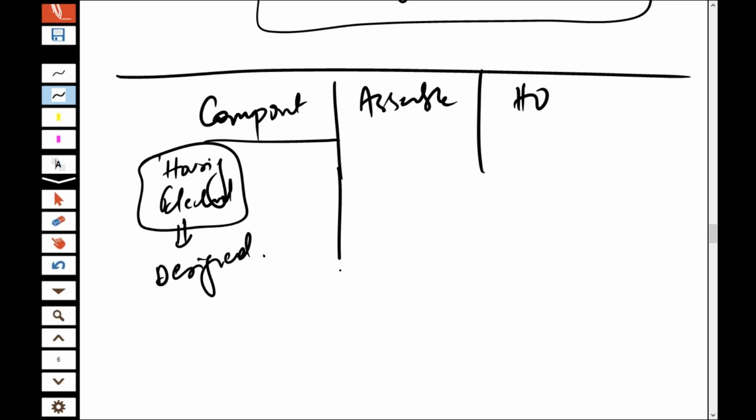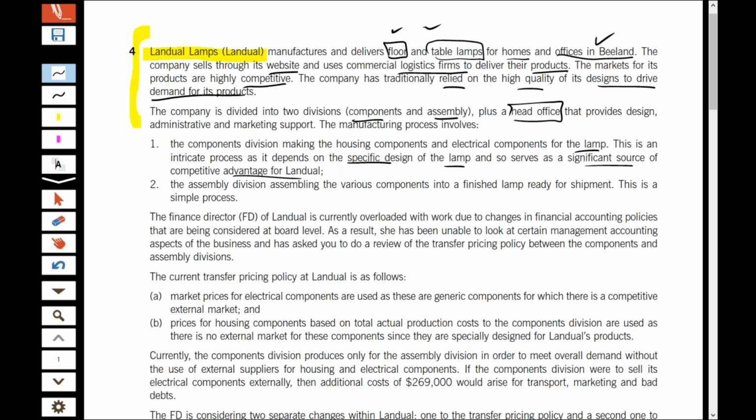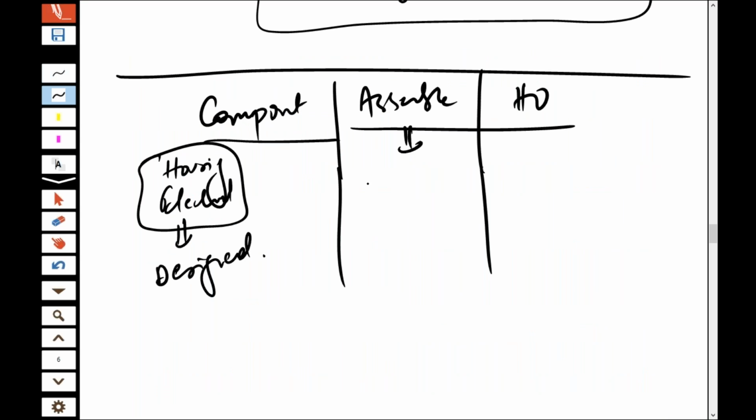Now, what next is there? The next situation is, it says the assembly division assembles the various components into a finished lamp ready for shipment. This is a simple process. So they prepare it for shipment.